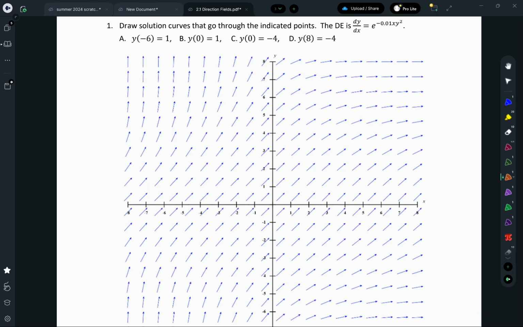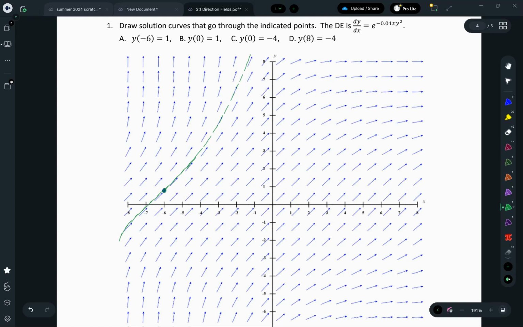So the first one, A, is y of -6 is 1. So that's x is -6, y is 1. That's going to be right about here. I should not use blue because the graph is in blue. Okay, I'll use green. If I extend from the initial value and make sure that as I extend, my graph is always running parallel to the lineal elements, I get a picture something like that.